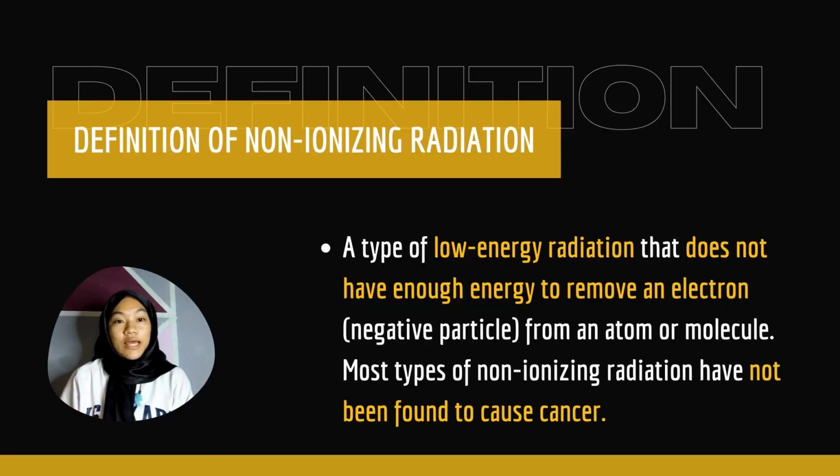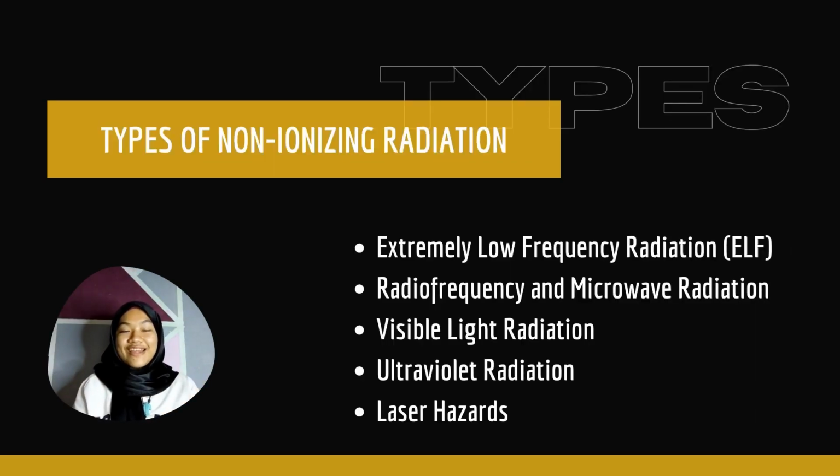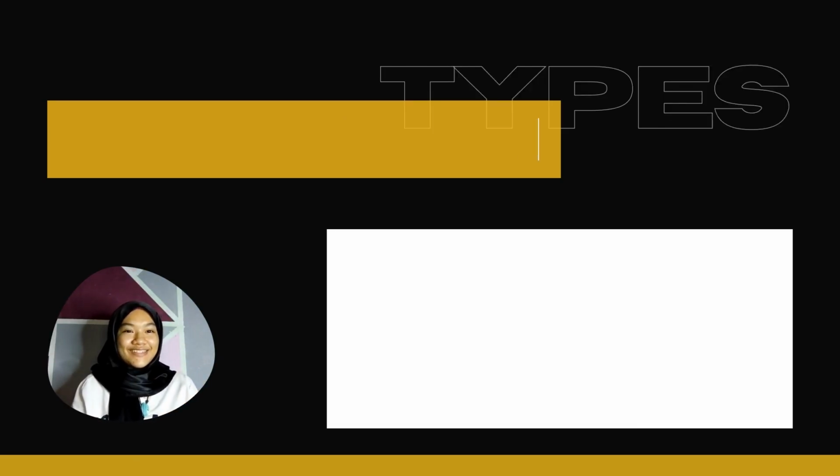So let's talk about non-ionizing radiation. Okay, so what is non-ionizing radiation? Non-ionizing radiation is a type of low energy radiation that does not have enough energy to remove an electron from an atom or molecule. Most types of non-ionizing radiation have not been found to cause cancer. There are 5 types of non-ionizing radiation.